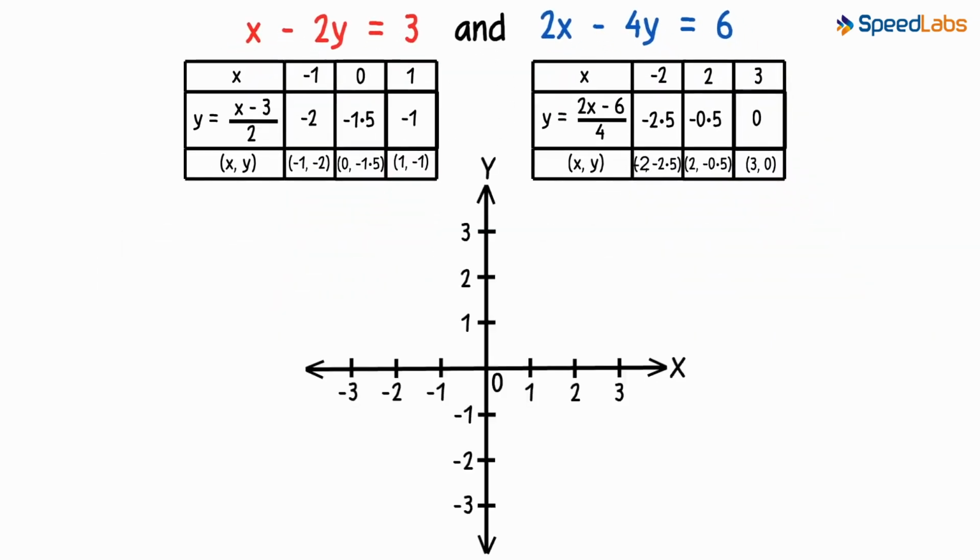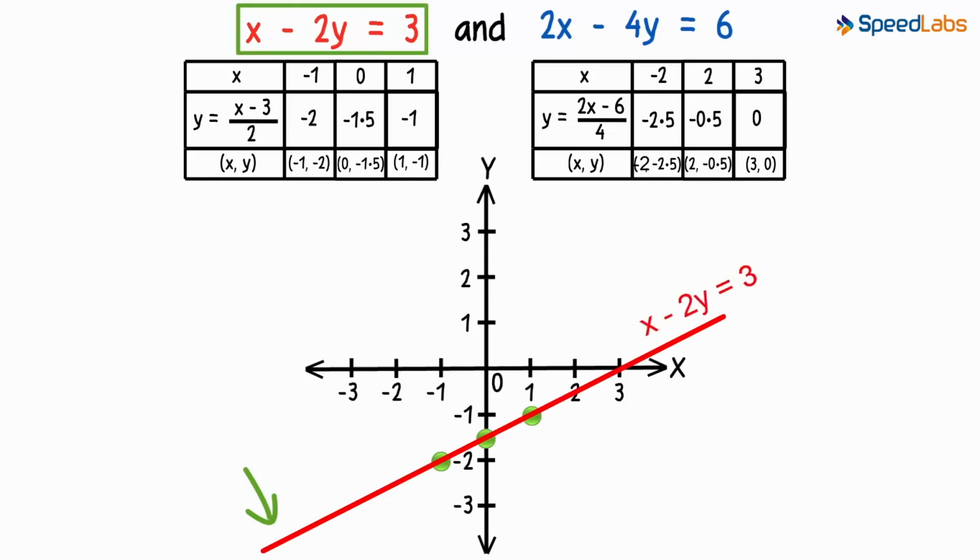We will plot the coordinates of the first equation in red. We have these 3 points, and we draw a red line passing through them. This line represents the first equation. Now we plot the 3 coordinates of the second equation in blue.